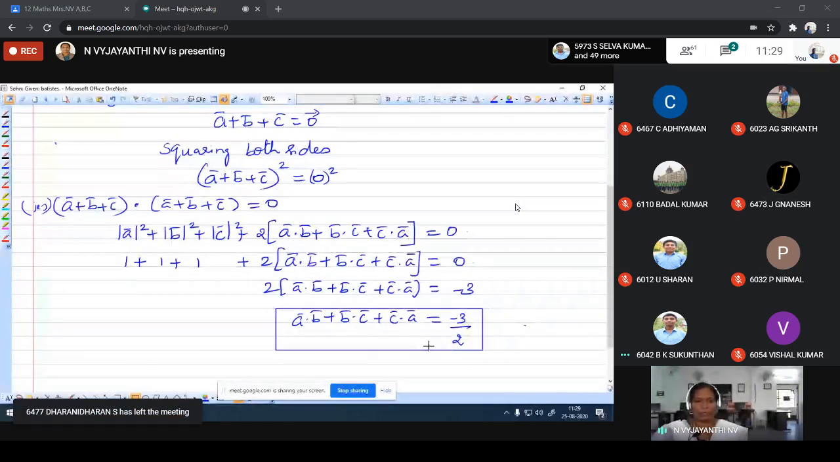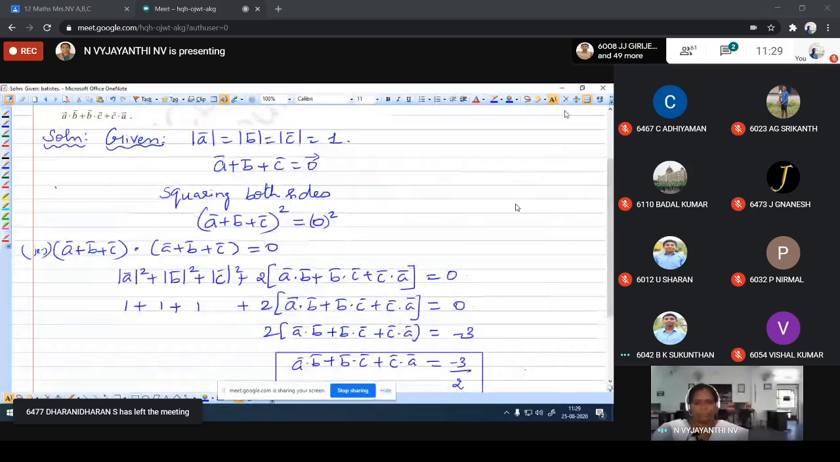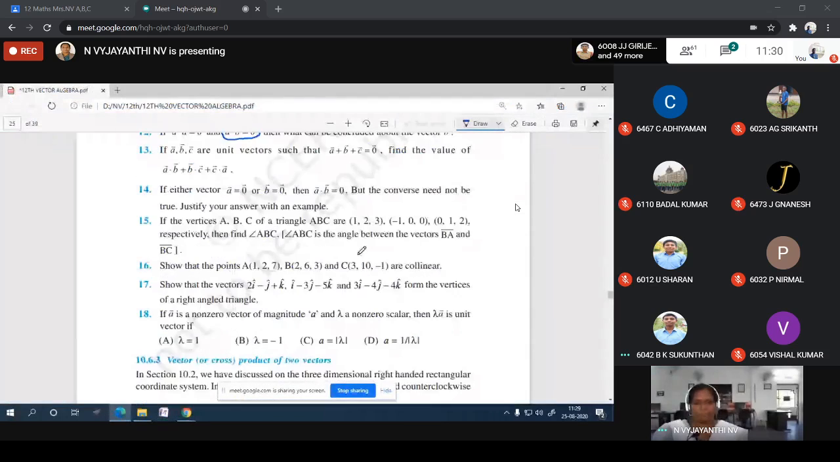One more of the same type we will discuss. It's not given here, so let us see the next one. If either A equals 0 or B equals 0, then A dot B equals 0, but the converse need not be true. Why? They may be mutually perpendicular to each other.